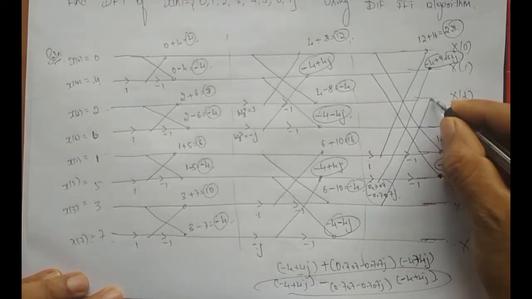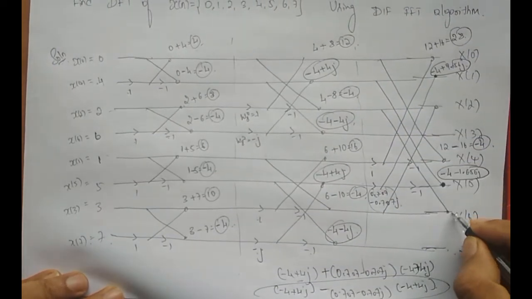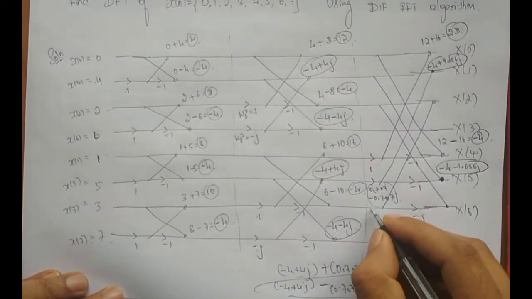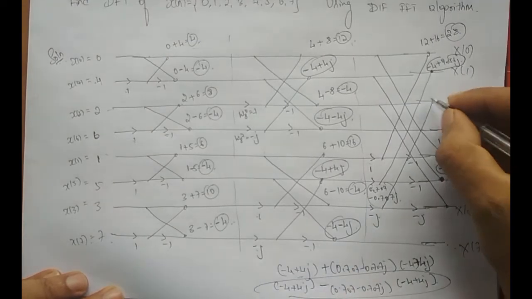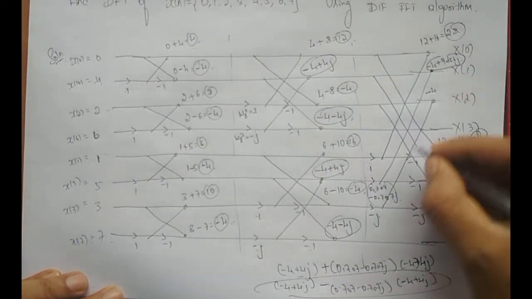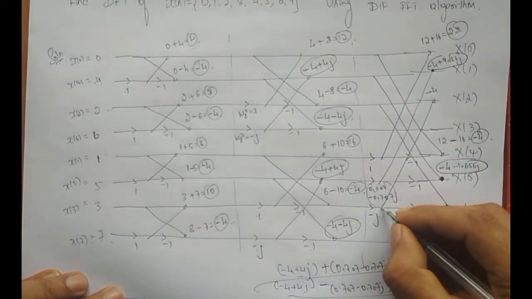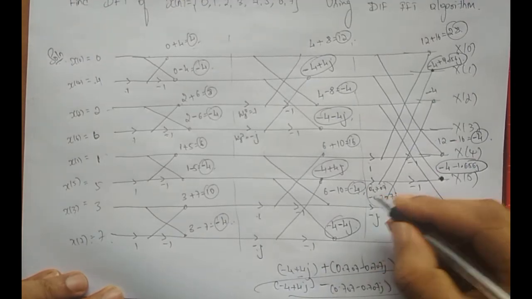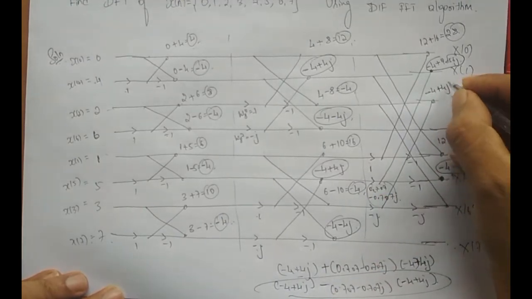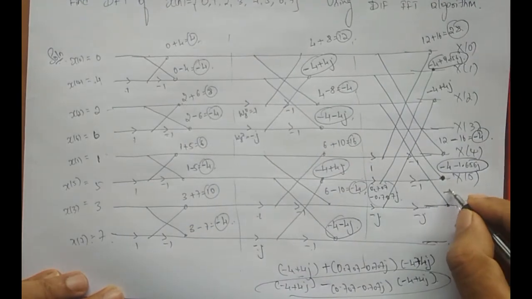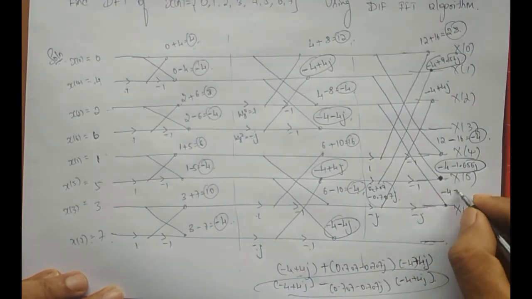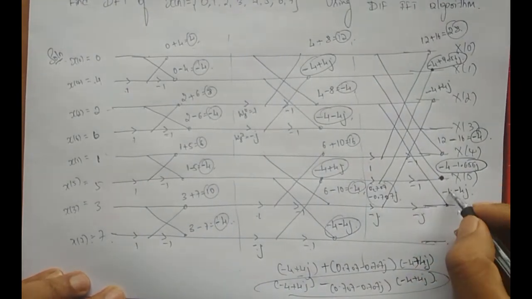So next butterfly, this is minus j, this is W8 power 2, which is equal to minus j. So I have minus 4 coming here, added with minus j times minus 4, which is equal to plus 4j, and I have minus 4 coming here, subtracted with 4j. So this is minus 4 minus 4j.